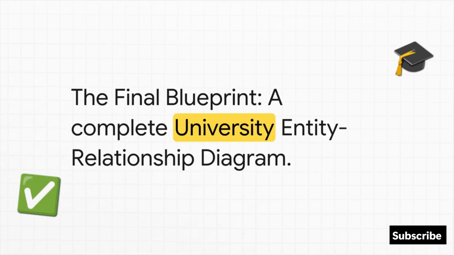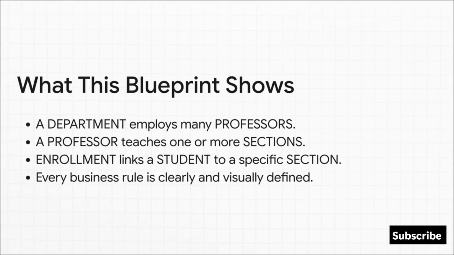So, after we've followed all those steps, defined every single entity, and locked in every single rule, we can finally put it all together into our complete blueprint. This one diagram is about to show us the entire structure of our whole university system. And here it is. Look at that. This one picture is just so powerful. You can literally trace the rules with your finger.